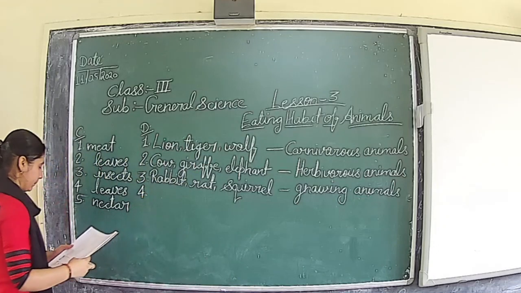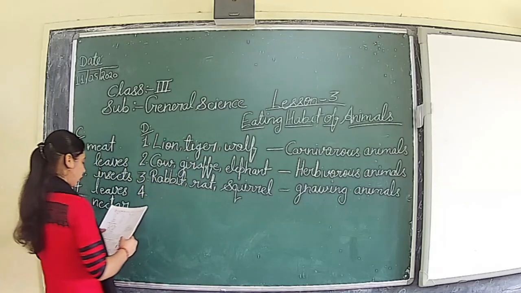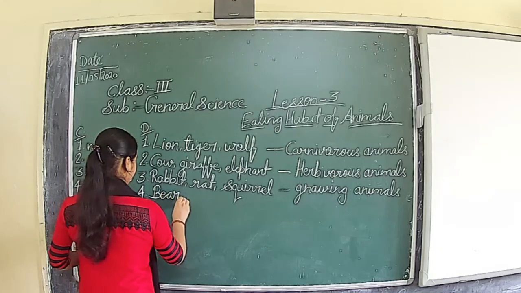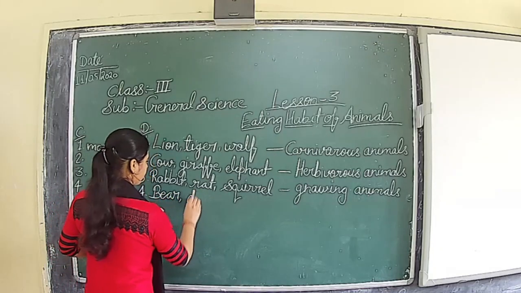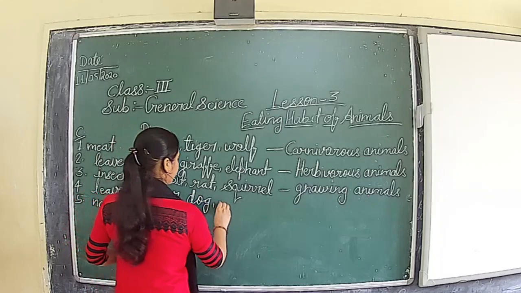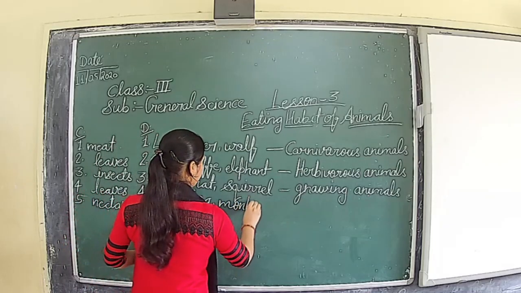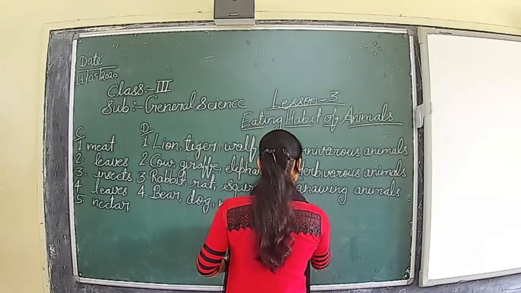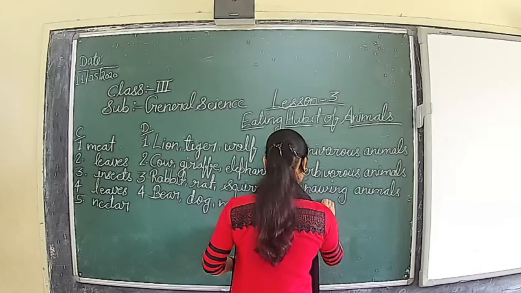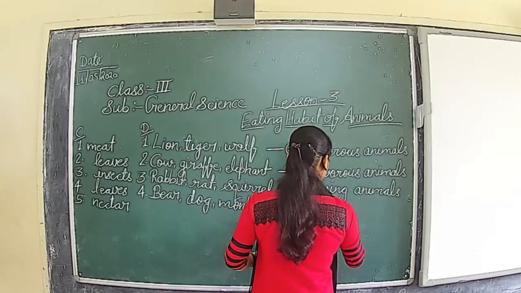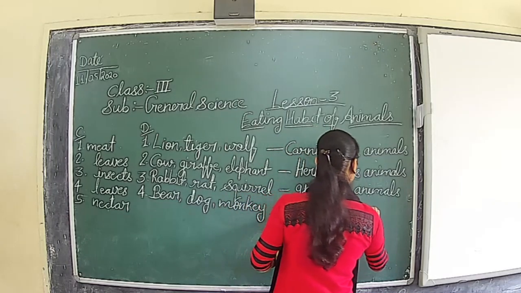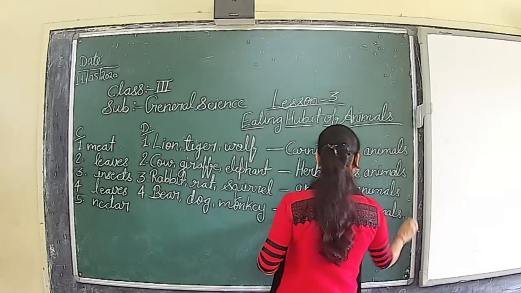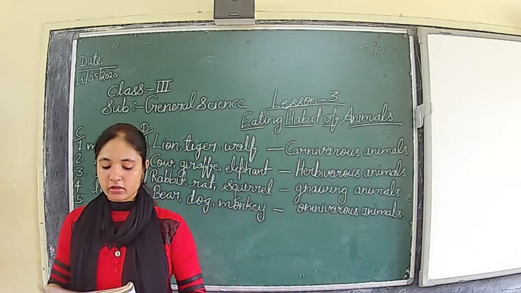Then the fourth one is deer, dog and monkey will come in the omnivore animals. They eat both plants and animals. Deer, dog and monkey will come in the omnivore animals.